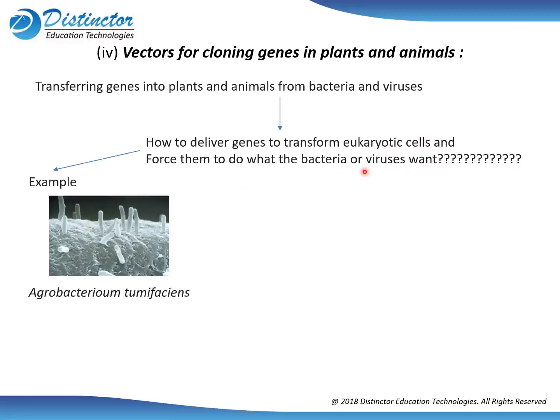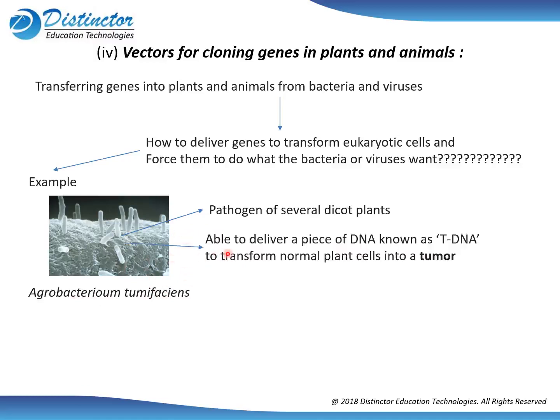So one plant vector is called Agrobacterium tumefaciens. This is one of the bacteria which is the pathogen of several dicot plants. So this Agrobacterium tumefaciens is able to cause tumors in the plant. They are able to deliver a piece of DNA known as tDNA to transform a normal plant cell into a tumor cell.